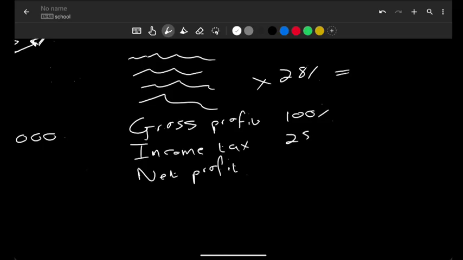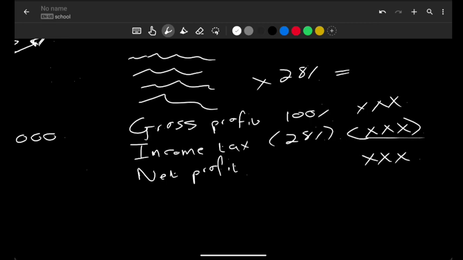So if we're going to give it percentages, and this is the general rule, gross profit is 100%, income tax is 28%. Now whatever amount for gross profit you have there, you're going to subtract income tax to get your net profit. The same way with the percentages. You have 100% gross profit, you have 28% income tax. You're going to subtract the income tax from the gross profit to get your net profit, which is 72%. That is your net profit.